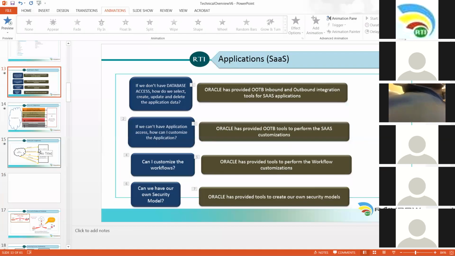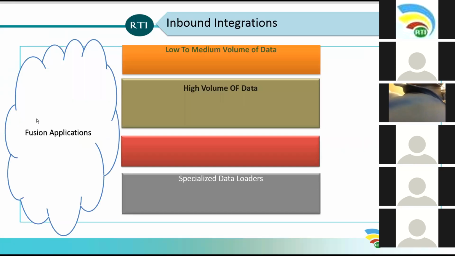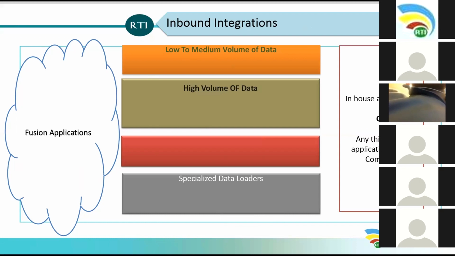Let us look at the various integrations. I'm going to categorize them into two ways, inbound integrations and outbound integrations, and I will tell you where exactly PaaS comes into the picture. If you have Fusion applications, and your in-house applications or any third-party applications of your company, and you want to load data into Fusion applications, read data, or update data, you can manually go to Fusion applications and do whatever you want, or do it from your database. If you don't have database access, then how do you update it?